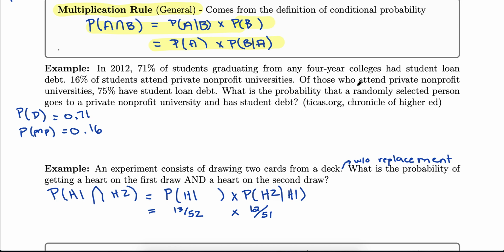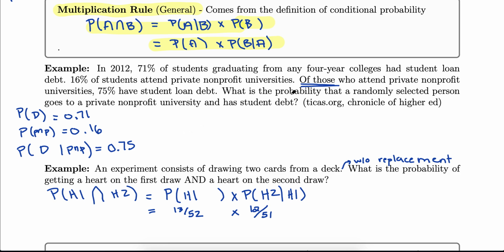Of those who attended private nonprofit, there's a key phrase here. We're not talking about everybody now. We've narrowed it down to just that small group of students who attend private nonprofit. So that should be a big flag in your mind that we need this given notation. So private nonprofit, of that subgroup, 75% have debt. So probability of debt for the private nonprofit group is 0.75. A little bit higher than student loan debt in general, which makes sense. Probably those private schools are a bit more expensive.